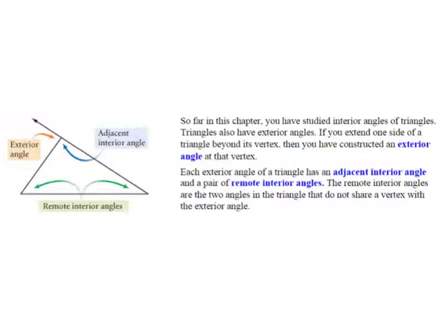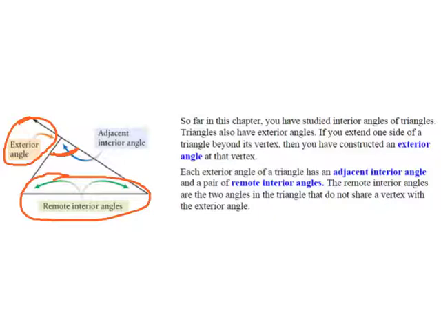Alright, so this is the exterior angle because it's on the exterior of the triangle. This is the adjacent interior angle, and these are the remote interior angles. They're called remote because they're all by themselves and they're not next to the exterior angle.